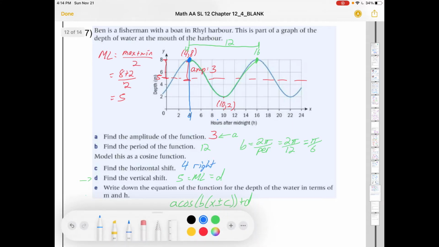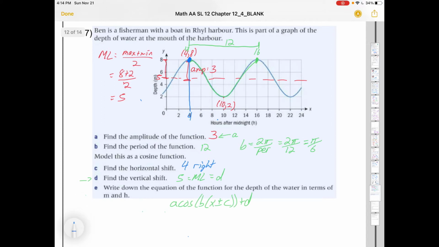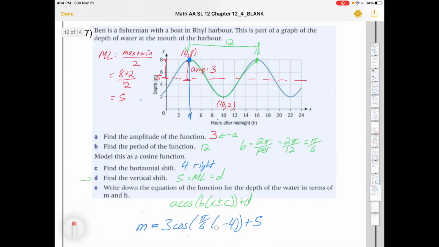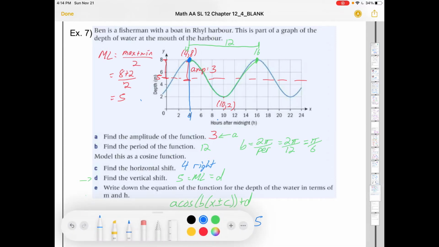What does that mean as a final answer? Well, we're going to say m for the height in meters. I think it's really annoying that they chose h here for hours, I guess. 3 cos of pi over 6, that's b, times (x minus 4) because it shifted 4 to the right. And then plus 5. We've got a nice equation. I guess we should have used h for our independent variable, so I'll put that in there. H for hours.